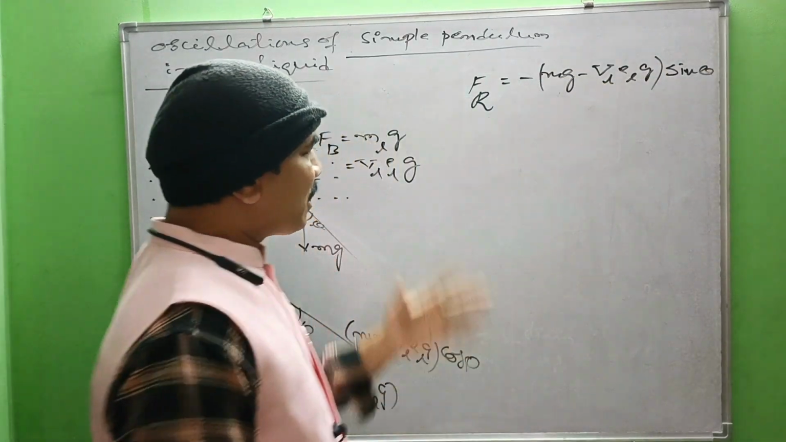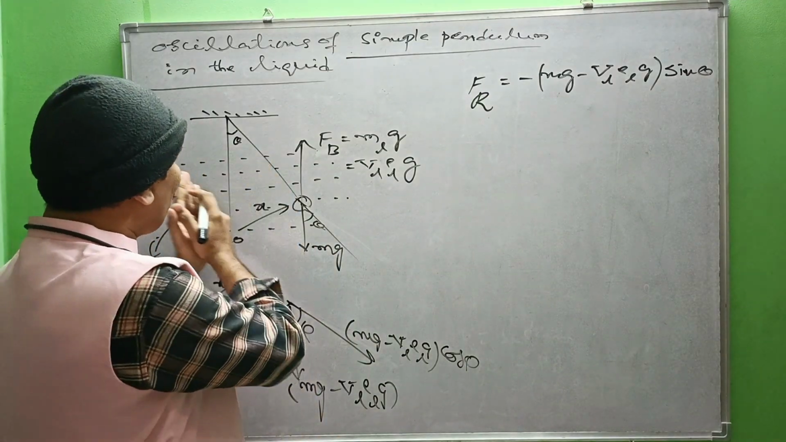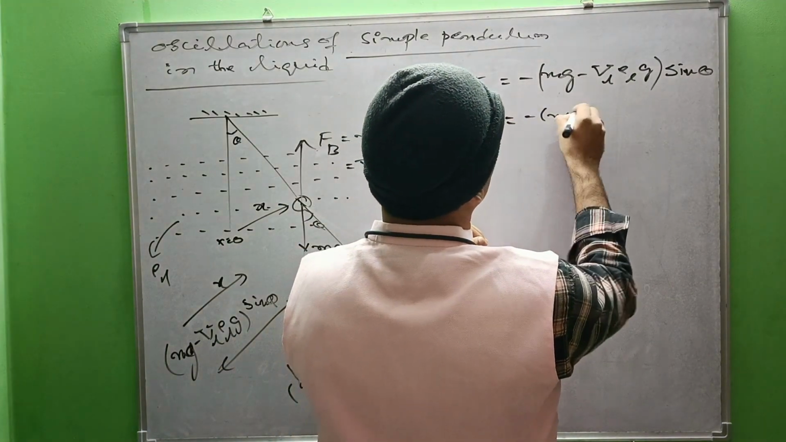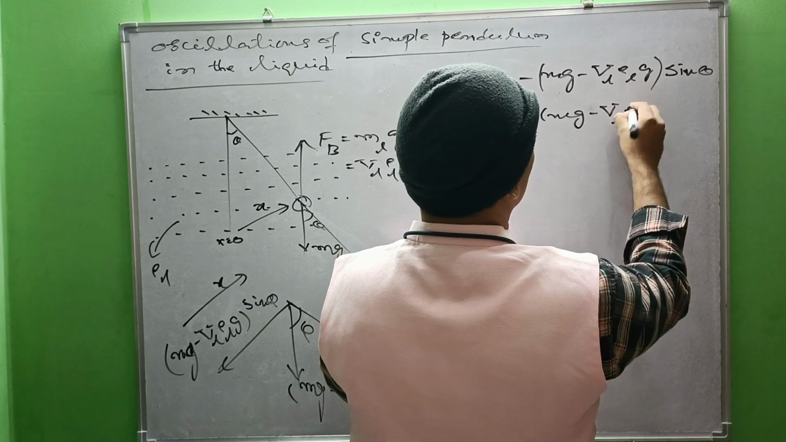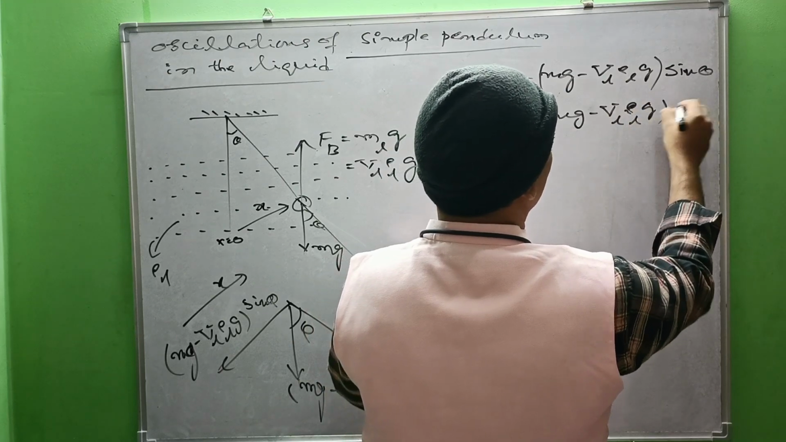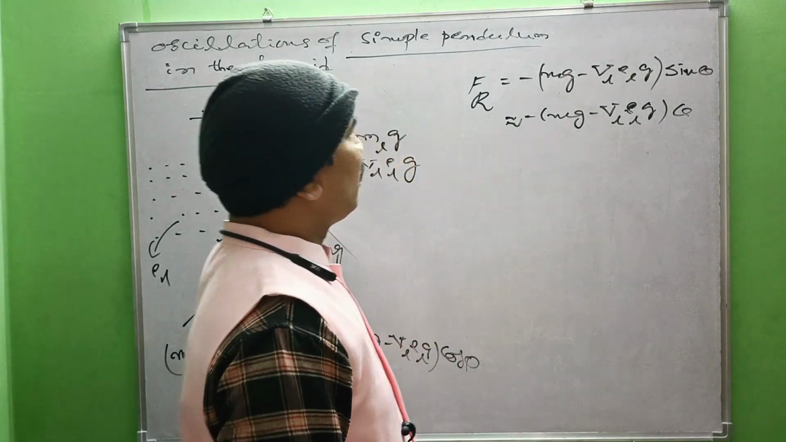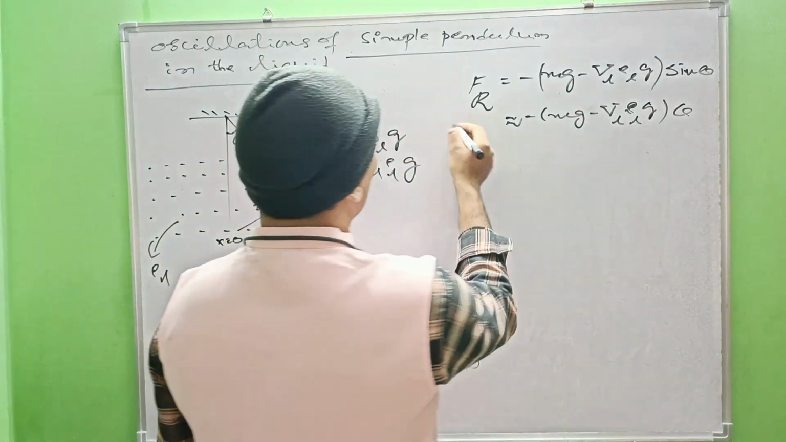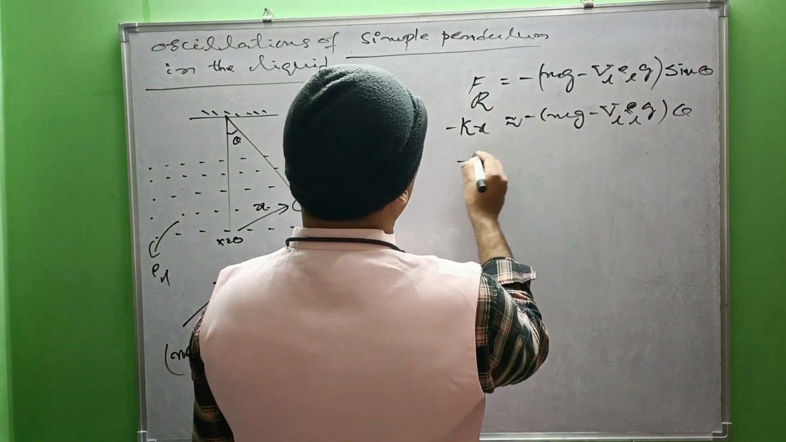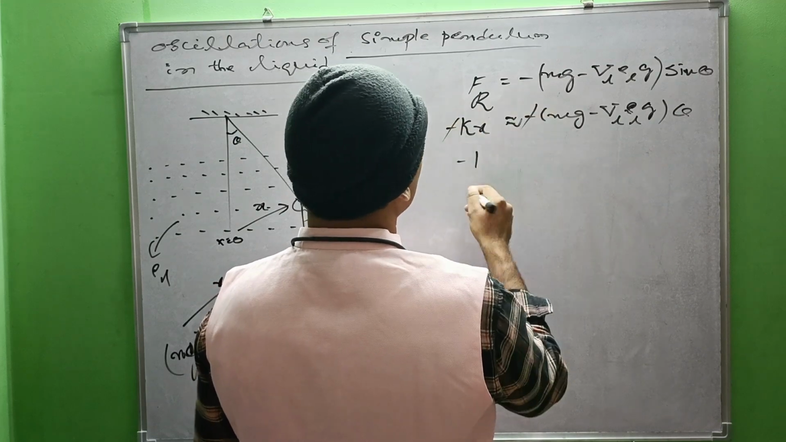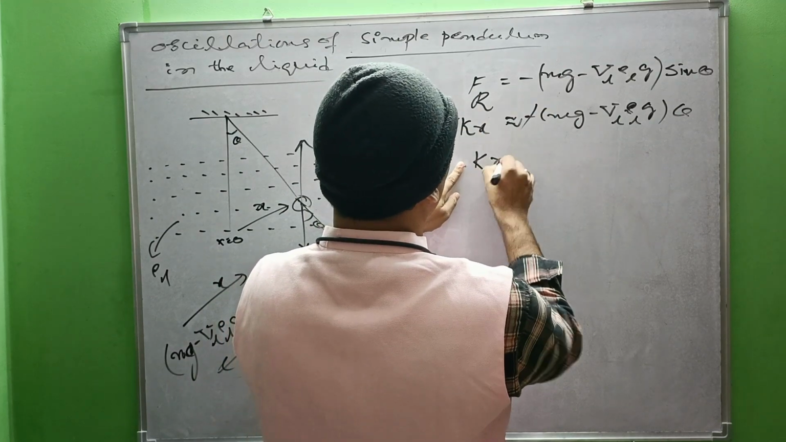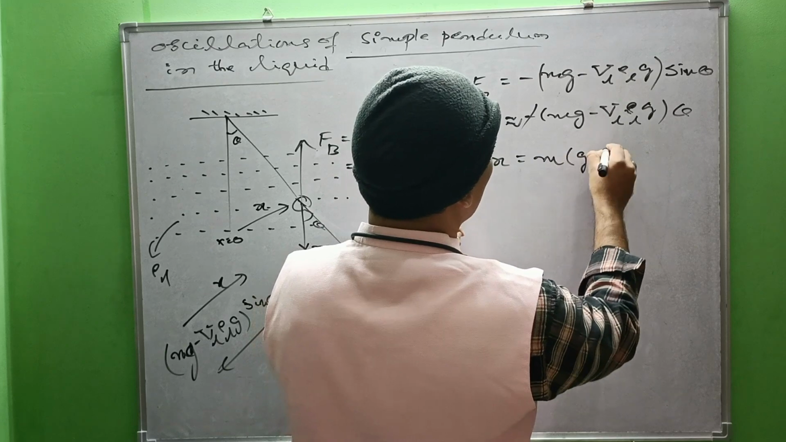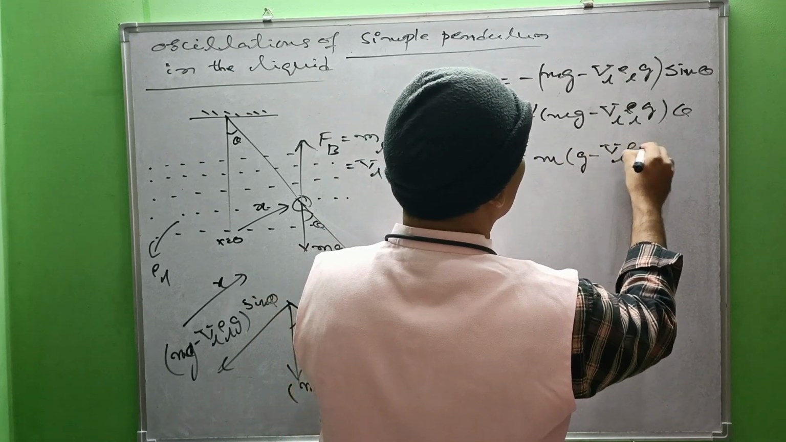Right? So for small theta, if it is under small oscillations, then sin theta is almost equal to theta. That's why minus Mg minus VLρ_L g into theta. So what is F for restoring force? Usually equal to minus K into X, minus K into displacement. The minus cancels, and we are left with K into X equal to M, kept common here, that is M of g minus VLρ_L g into theta.